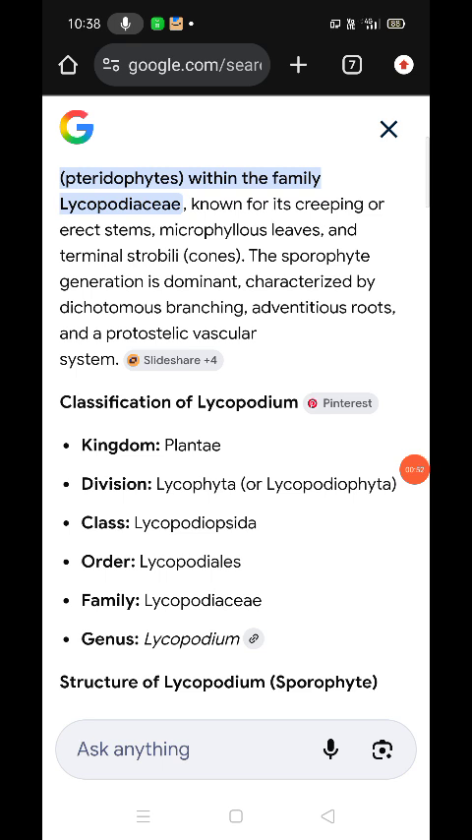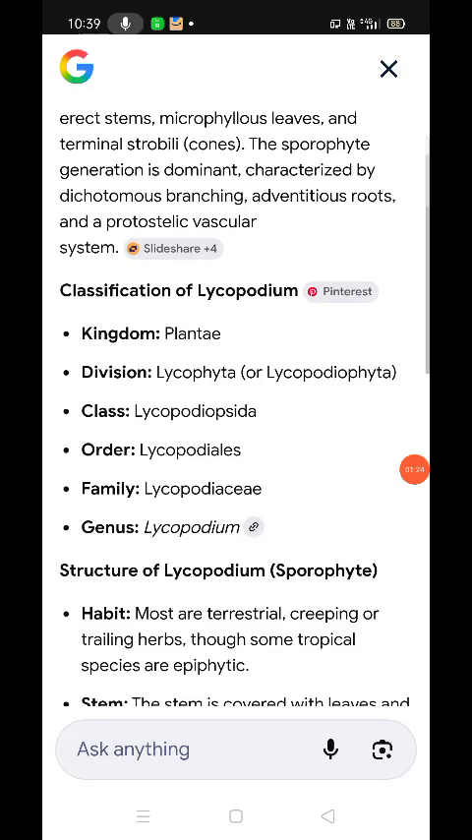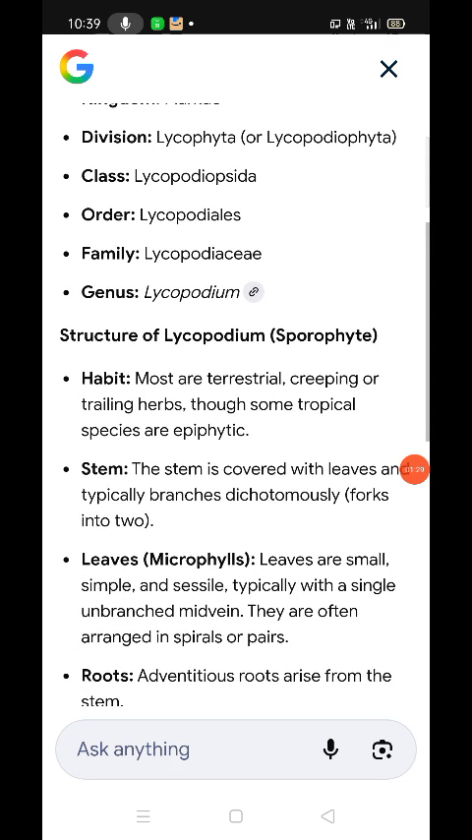Now, talking about the classification or systematic position of Lycopodium. Lycopodium is included in kingdom Plantae, division Lycophyta, class Lycopsida, order Lycopodiales, family Lycopodiaceae, and genus Lycopodium. This is the most important genus from the point of view of examinations. Most of the time it is included in exam questions.